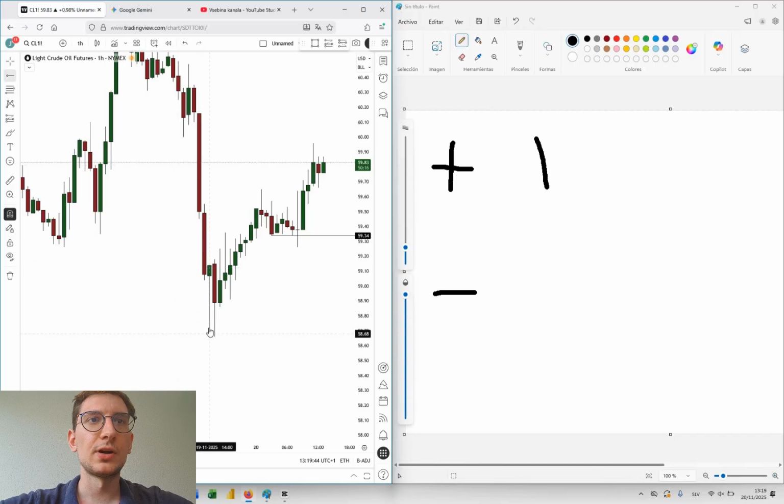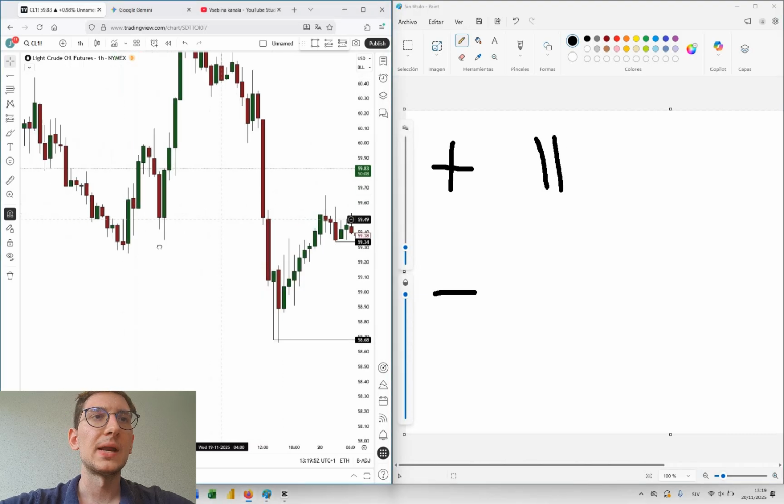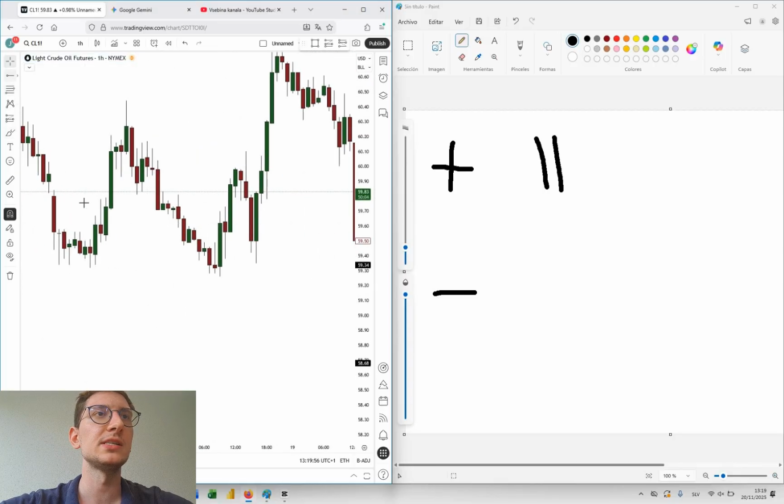We have another one here. Look, that's a low, the price goes down, sweeps liquidity and reverses. So another one. Let's keep searching. It happens all the time on every single chart, on every single time frame. Look here, the price goes down, sweeps, and up.